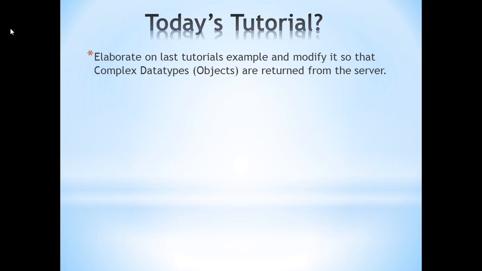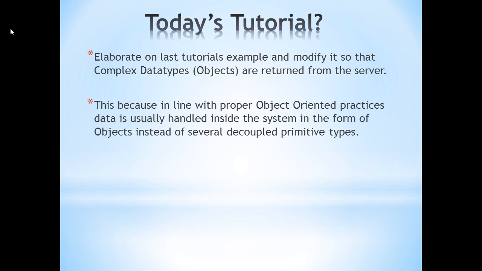Well, in this tutorial I'm going to elaborate on the example that I did in the last tutorial and modify it in such a manner that complex data types, or objects, are returned from the server. This is in line with proper object-oriented practices. In proper object-oriented practices, data is usually handled inside the system in the form of an object and not a single primitive data type or a collection of loosely coupled, or for the most part completely decoupled, primitive data types.